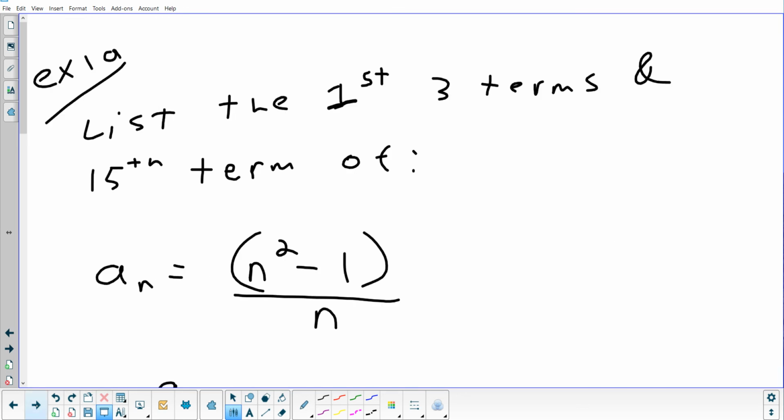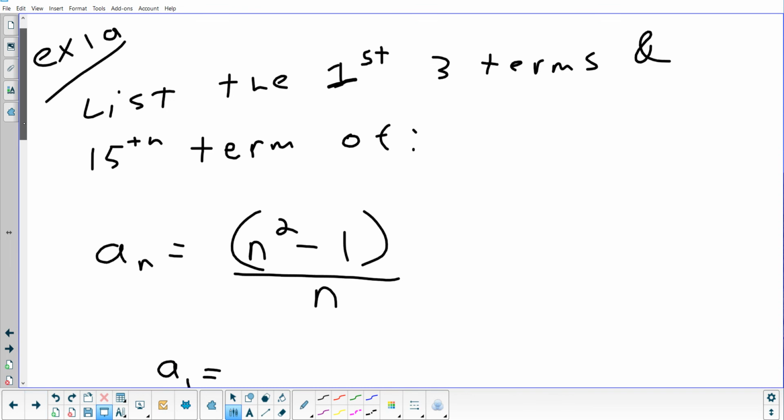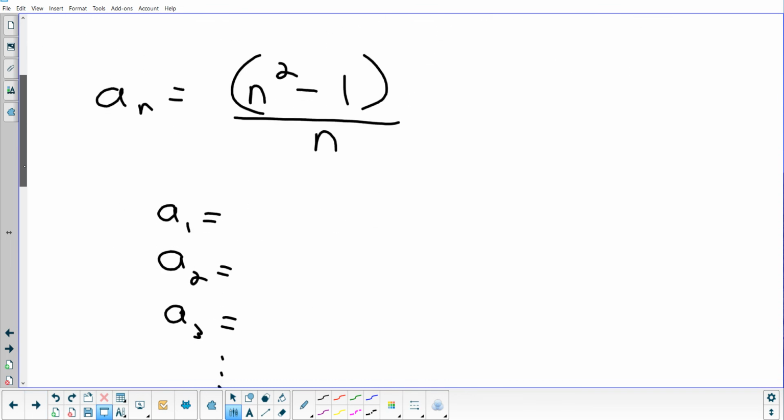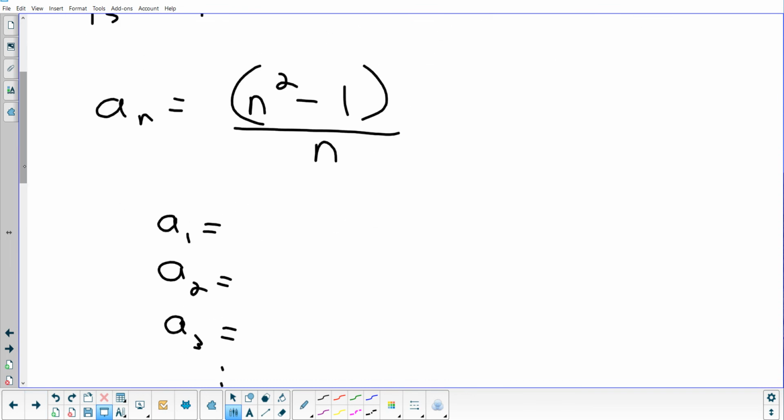Okay. So let's practice just taking a formula and listing out some terms. So list the first 3 terms and the 15th term of that sequence. Okay, what's my first term? Well, what do you plug in for n to find the first term? 1. When you plug 1 in for n, what do you get? 0.